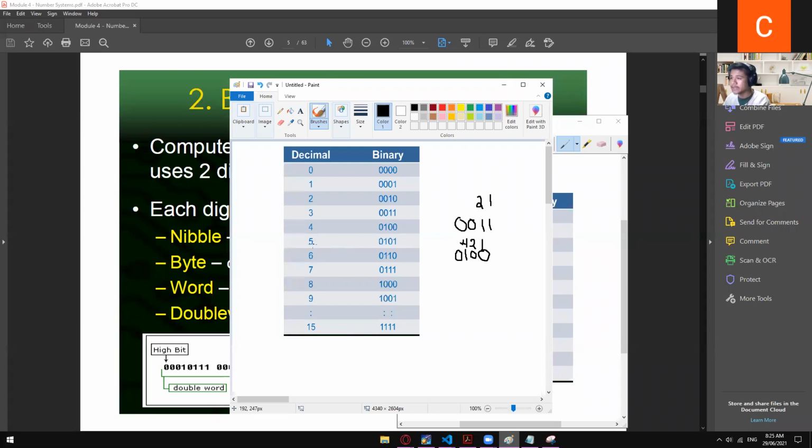to 4. And if you need 5, it's represented by 0, 1, 0, 1. So you need the 4 and the 1. Let's say if you want to activate 8, then it's represented by 1, 0, 0, 0, since this one is already 8. If you need 9, then just activate this 1 right here. So 8 plus 1 is equal to 9. If you need 15, then just activate everything. So 1 plus 2 is 3, plus 4 is 7, plus 8 is equal to 15.